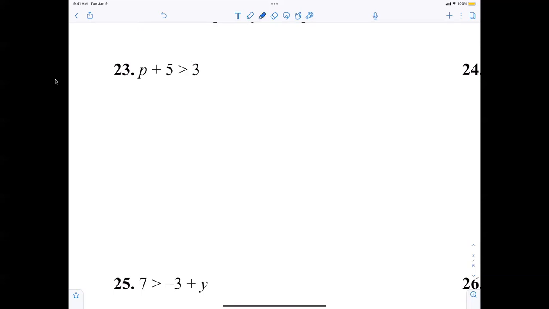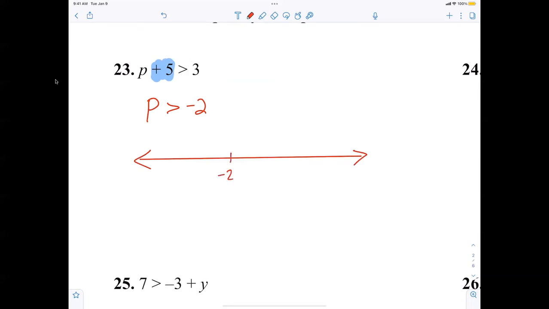In other words, how do you undo the +5, buddy? We subtract it. Right, and then -2. Yes. Now read the inequality sign. What does it say? It's greater. All right, so how do I graph? You put an open circle on 2 and then you put it going to the right. All right, I'm happy with you.